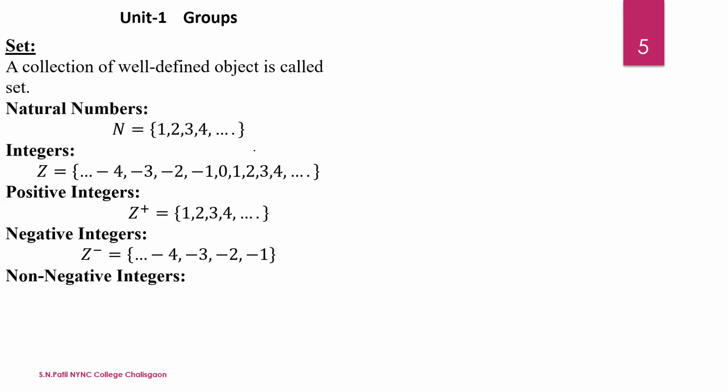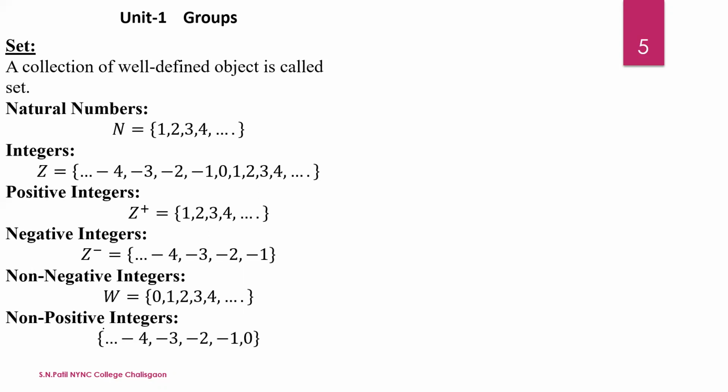Now non-negative integers, which is nothing but the set of whole numbers, and we denote it as W. That is, 0 is there, and the remaining numbers are the set of natural numbers, meaning 0, 1, 2, 3, up to infinity. Now next, non-positive integers. Here, in the negative integers we only add the 0. That is minus infinity, dot dot dot, minus 4, minus 3, minus 2, minus 1, 0. That is the non-positive integers.